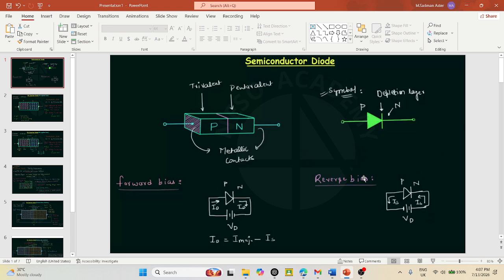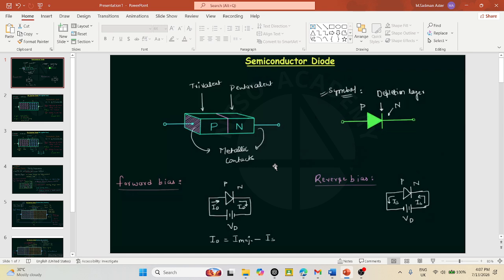Today the topic of discussion is semiconductor diode. So I will be explaining and discussing about semiconductor diode. We know what is semiconductor. Semiconductors are of two types. One is intrinsic semiconductor, another is extrinsic semiconductor.